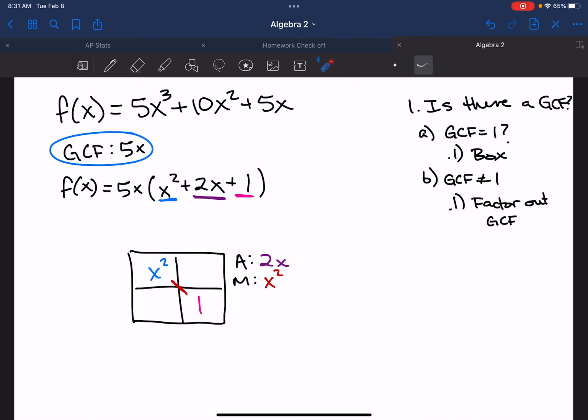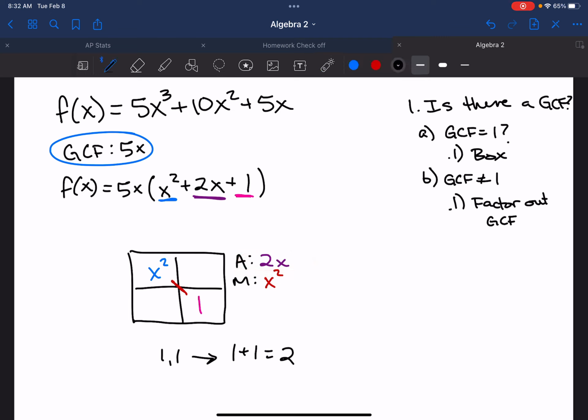But how many things that are whole integers? We need integers here. Integers. This is the mathematical symbol for the integers. We need whole numbers that multiply to 1. Well, there's only one set of whole numbers that multiply to 1, and that is 1 times 1, which alternatively, 1 plus 1 equals 2. So what multiplies to 1 and adds to 2? Well, it's 1 and 1.